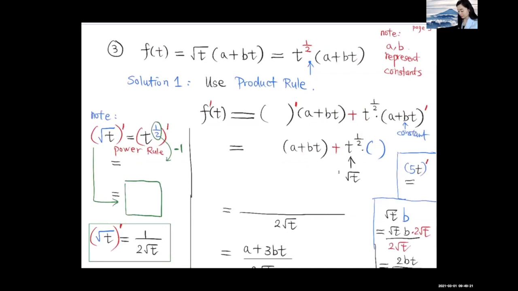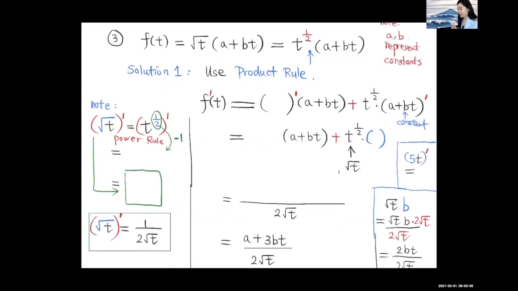Okay, the third example over here. f of t is equal to the square root of t times parenthesis a plus b t. Now I will first rewrite this in power form. Instead of square root of t, I write it as t to the 1/2 power, because we know how to differentiate using the power rule. Notice that a and b over here represent constants. In our book and other textbooks, we usually use a and b to represent constants, okay?